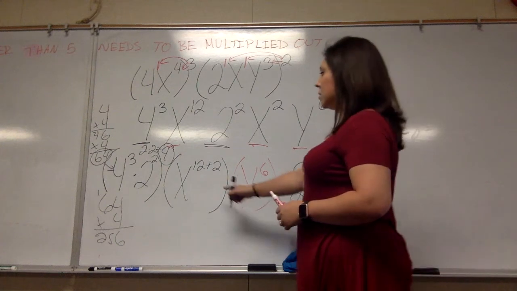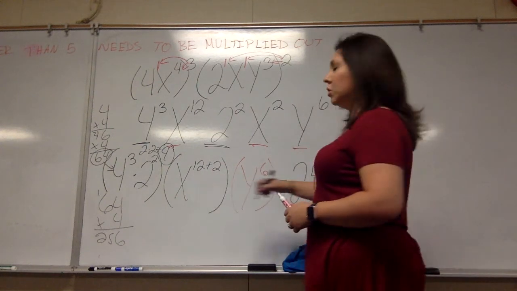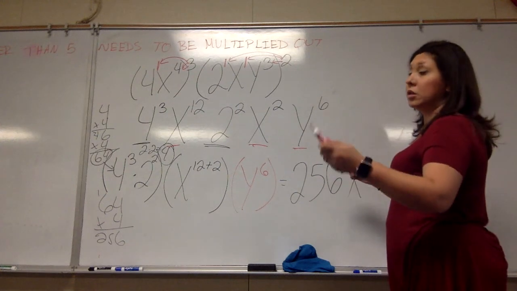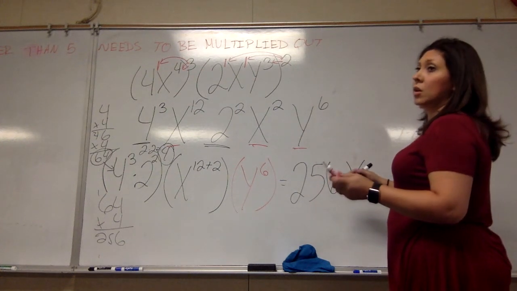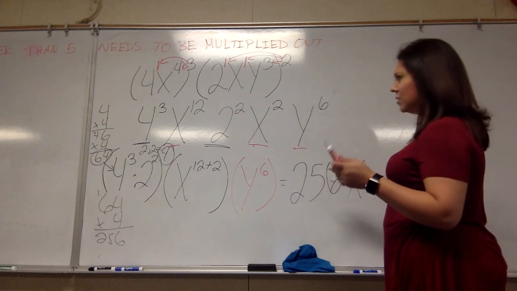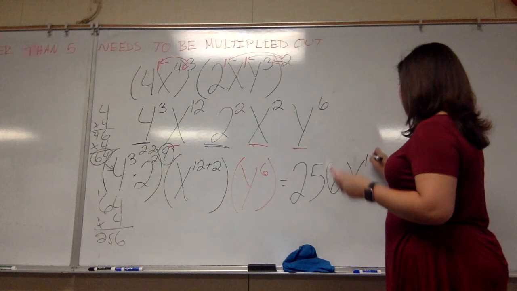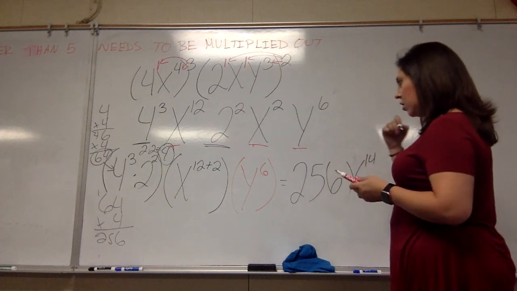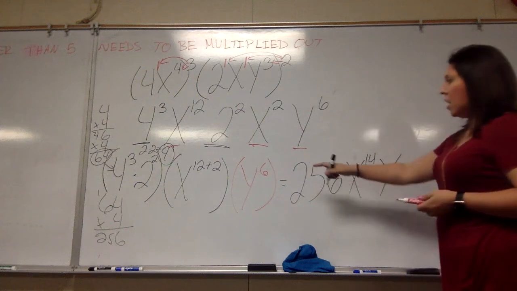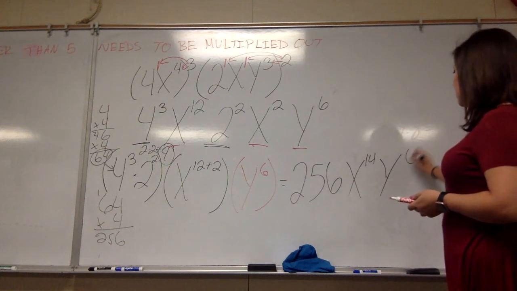I look at my x. I do 12 plus 2. 12 plus 2 gives me, Richie, 12 plus 2? 15? What? Oh, 14. Sorry, you need to talk louder because my hearing isn't what it used to be. And y to the 6 is 6.